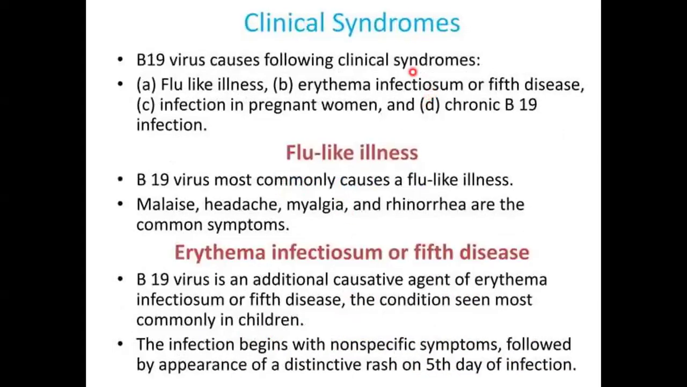Clinical syndrome. As we had mentioned earlier, B19 causes the following clinical syndromes: flu-like illness, erythema infectiosum or fifth disease, infection in pregnant women, and chronic B19 infection. This is very, very high yield. These are the things you can be asked during your orals or during your sport, where you're told, outline 3 clinical syndromes that parvovirus causes.